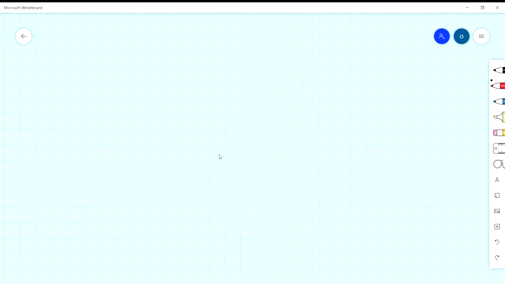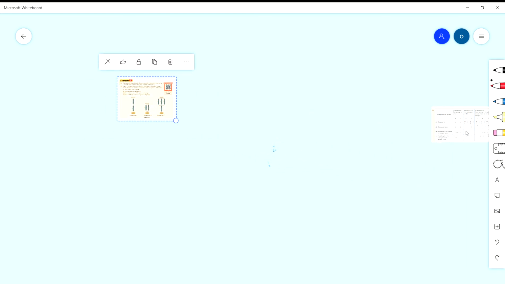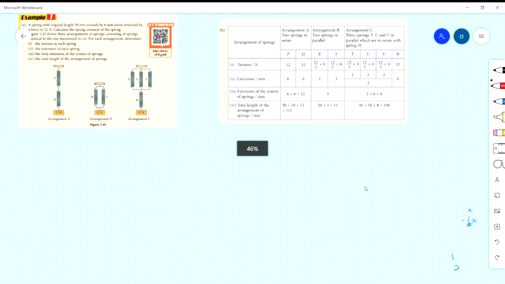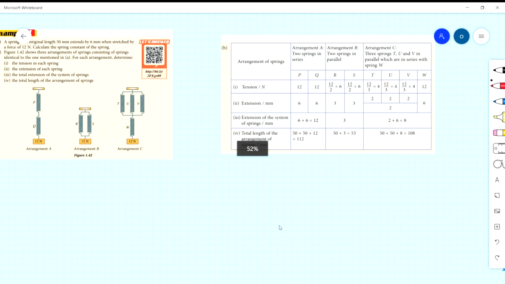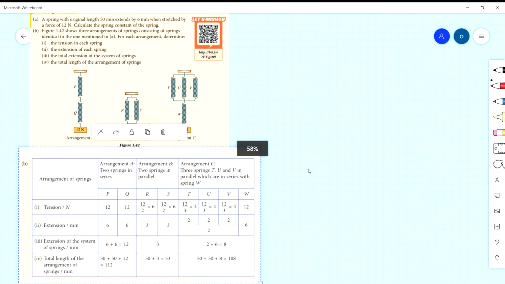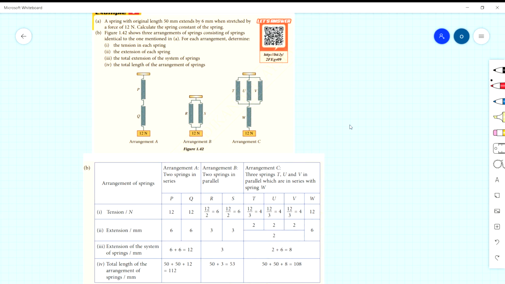Okay, you can turn to page 31. Okay, where is my page 31? Okay, there you go. So you can see from here, this is the question. Let me do it like this, easier. You can refer to the textbook.